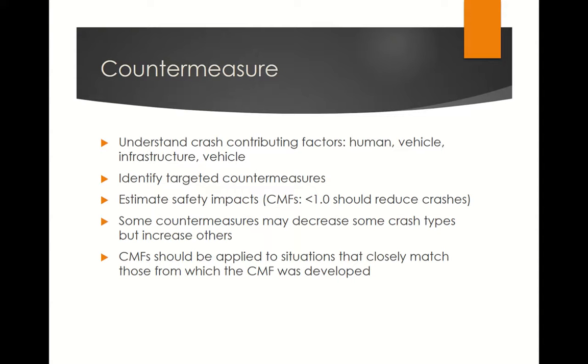Crash modification factors should be applied to situations that closely match those from which the CMF was developed. So if there was a crash modification factor developed at an urban intersection in Minneapolis or Chicago, would it be appropriate to apply that to an intersection in Fargo? Probably not. You probably want something that's more of a peer site application. Or would it be appropriate at an intersection of two rural highways in rural North Dakota? There it would definitely not be an appropriate application.